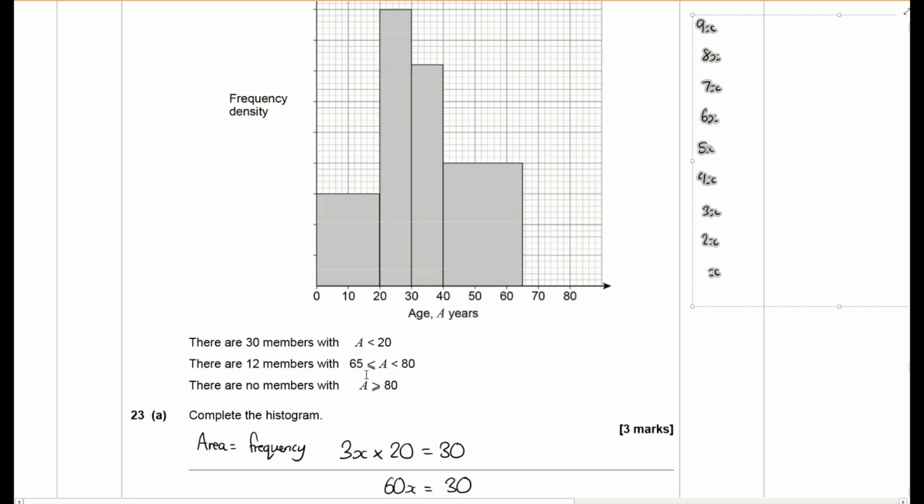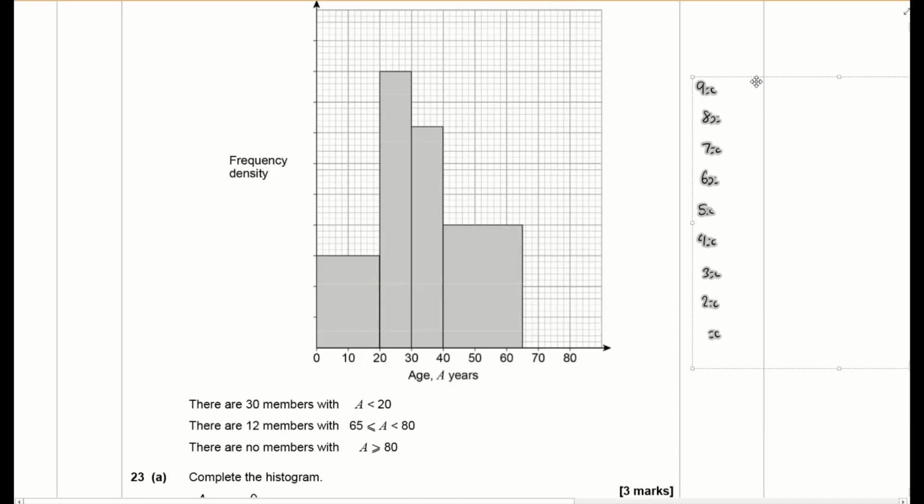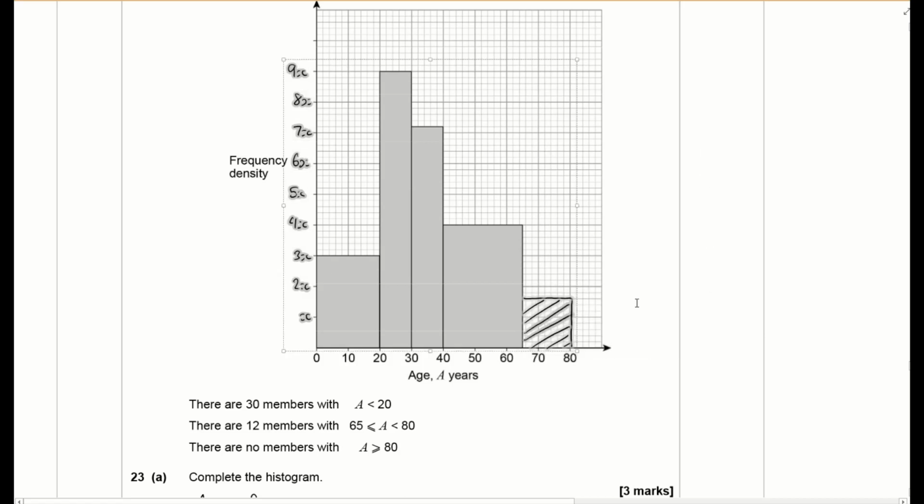There are 12 members between 65 and 80 years, so an area of 12 must be represented over here, and there are no members that are over 80 years of age, so you know there'll be no rectangles to be drawn after the 80 there. We have to complete the histogram. So what we can do is we can add a scale to our histogram to begin with. So we've got each of the large squares here, and we can label it x, 2x, 3x, 4x, etc. Don't bother trying to label the smallest ones. You can do that, but you might as well just go up in 1, 2, 3, 4 and then recalibrate your scale once you know what your value of x is.